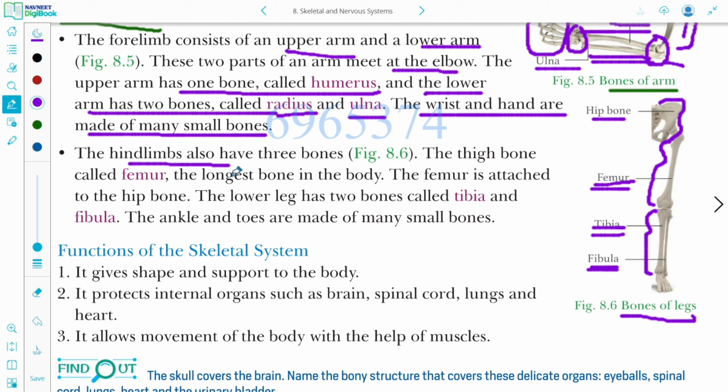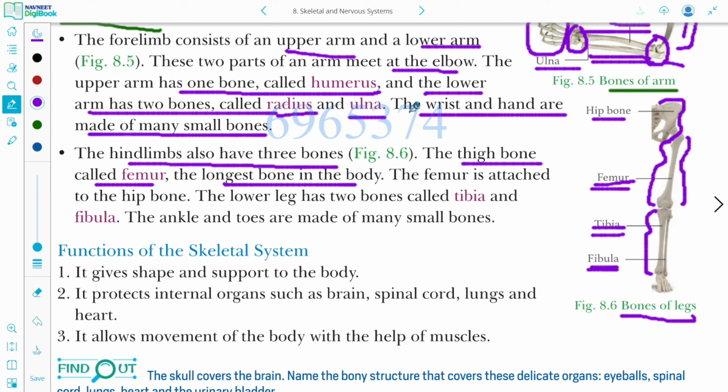Now let us read about it. The hind limb also has 3 bones. Hind limb के पास कितनी bones हैं बच्चे? 3 bones. The thigh bone is femur. ये आपकी thigh bone है और upper part of the leg. ठीक है, इसको हम क्या बोलते हैं? Femur. और ये हमारी longest bone होती है, longest bone of the body. ठीक है, it is the longest bone in the body.